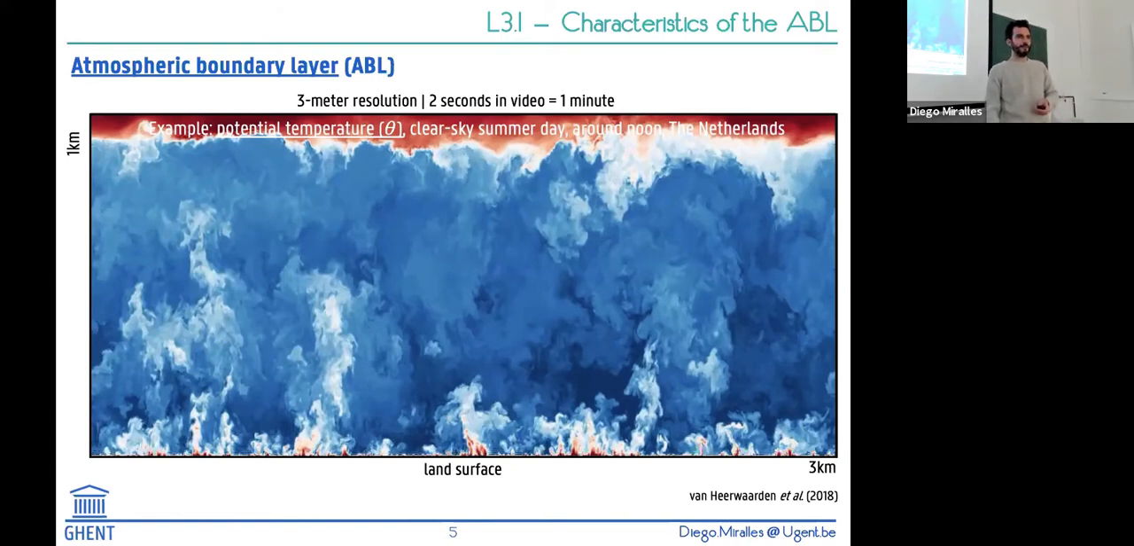And at the bottom it is warm and wet here, right? Because you have your sensible and latent heat fluxes.